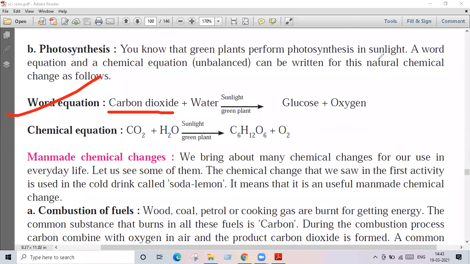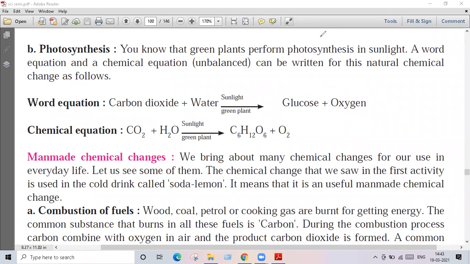So what is the word equation, guys? Carbon dioxide. Trees take carbon dioxide from the air and water from the ground. So in presence of sunlight and green plant, that means there is a substance known as chlorophyll, it forms glucose and oxygen.